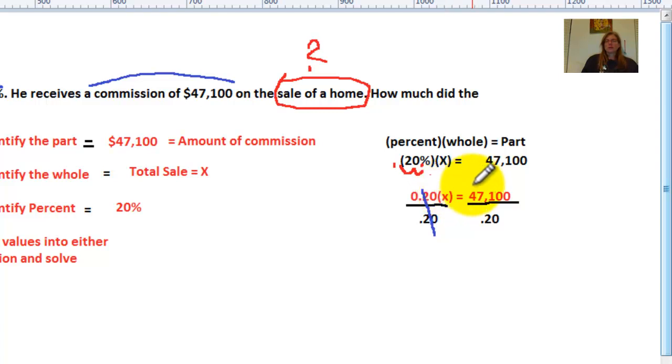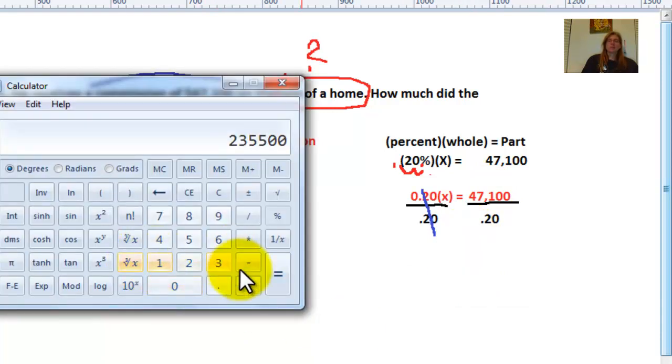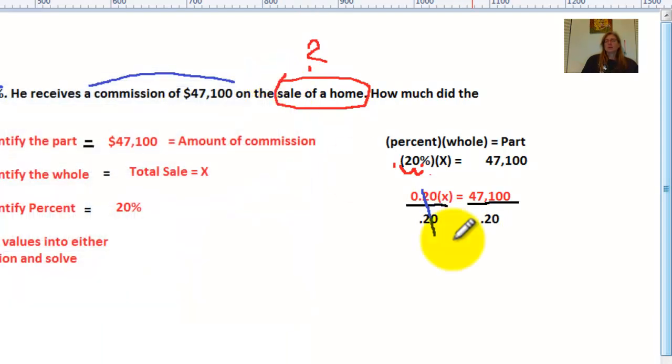So then X will now equal $47,100 divided by 0.2. We should come up with the same answer as we did before. So let's clear that into the calculator, 47,100 divided by 0.2. And there you go. $235,500 is the price of the house when we solve it that way as well.